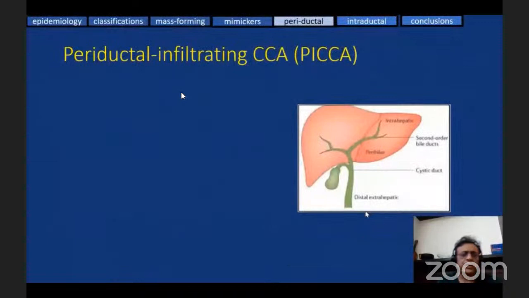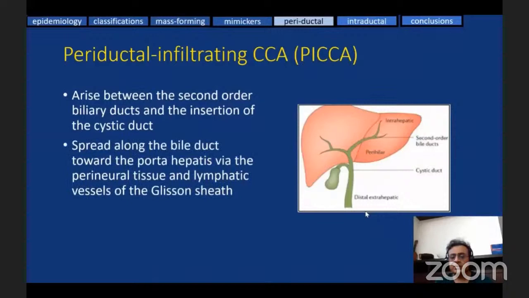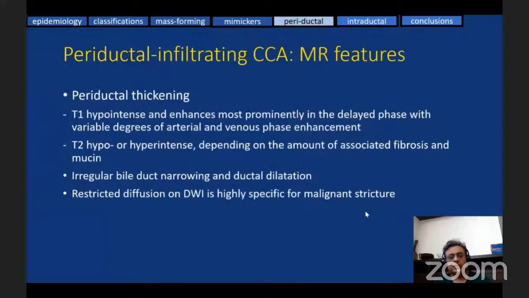Move on to the periductal infiltrative cholangiocarcinoma. They arise between the second order bile duct and the insertion of the cystic duct. They spread along the bile duct. But in practice, a combination of periductal infiltrative and mass-forming tumor is more common. The MR feature is of periductal thickening, which is hypointense on T1. That shows progressive enhancement, typical signature imaging features of cholangiocarcinoma.